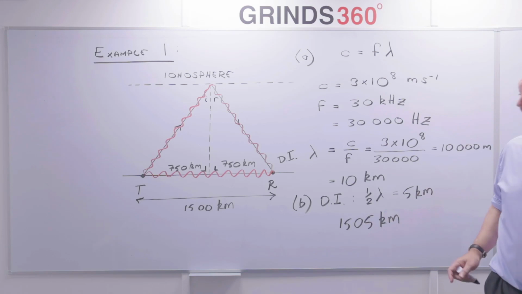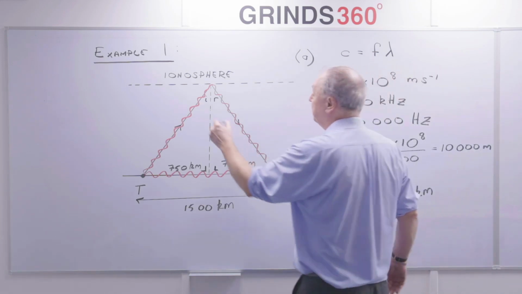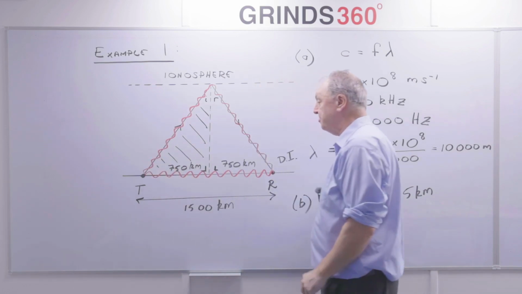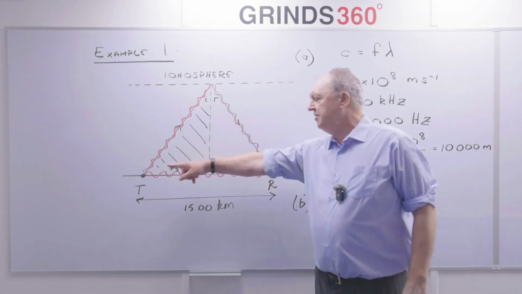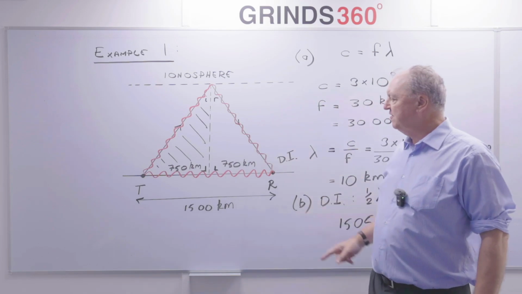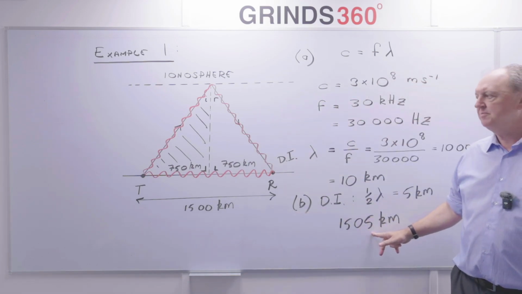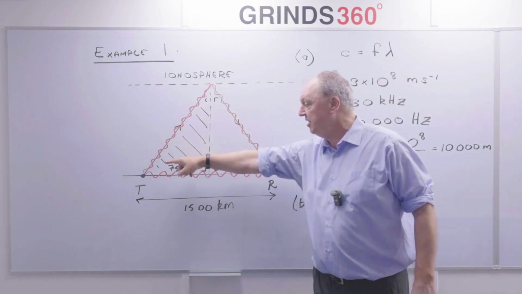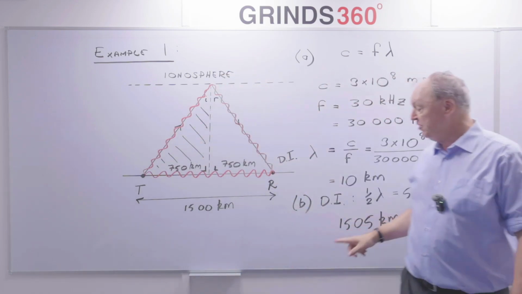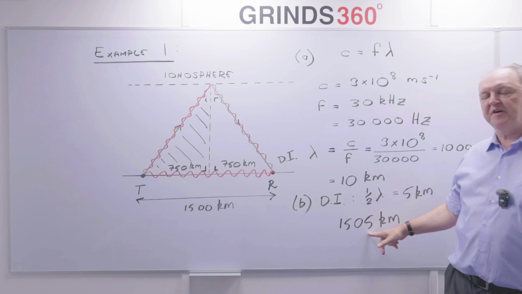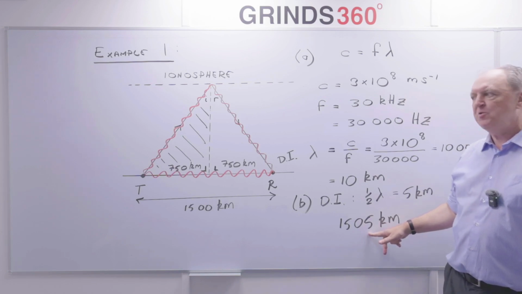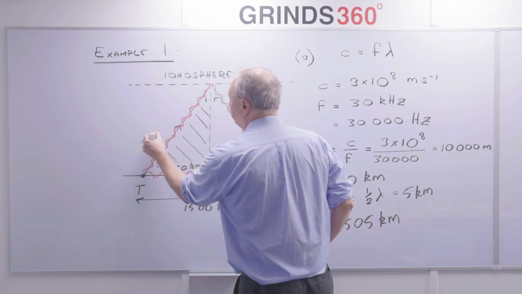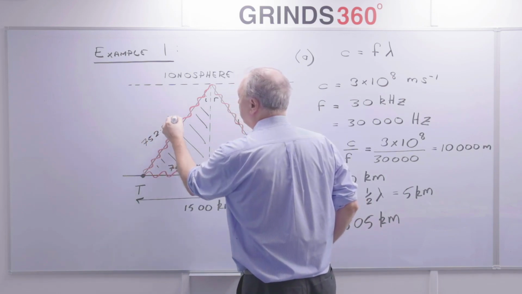So if I look at this right angle triangle on the left, I know that the total distance here is 1,505 kilometers. The two triangles are congruent, which means that side is equal to that side. So if I divide the 1,505 by 2, I'm going to get 752.5 kilometers.